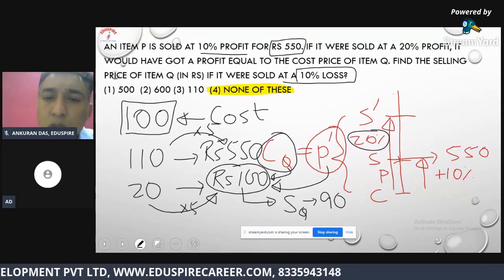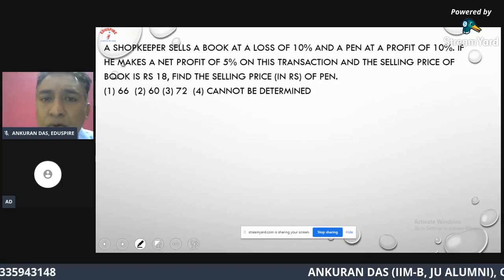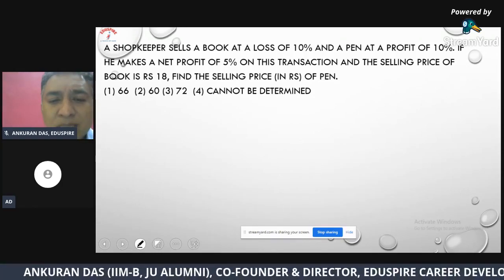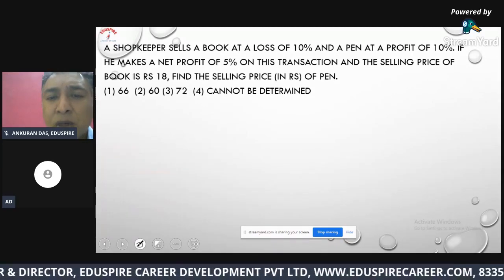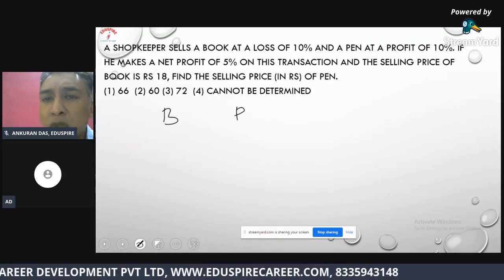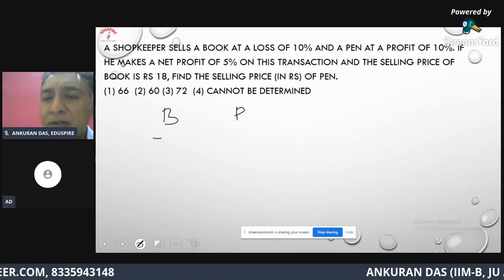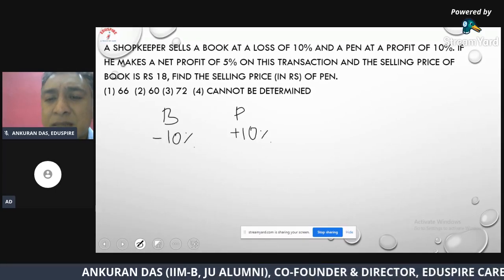Cool. So let's take up the second one. Over here they have said there are two products. On one side they have talked about books, on the other side about pen. They have said on books there is a loss of 10%, on pen there is a profit of 10%, and on an overall basis there is a profit of 5%.